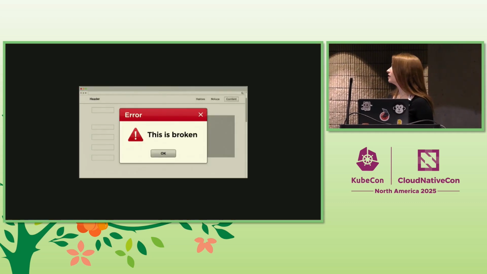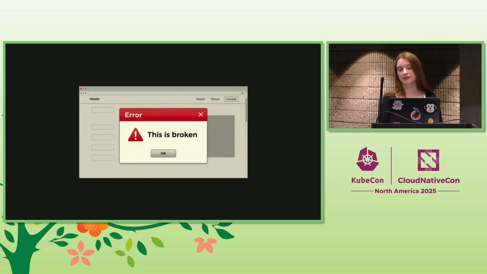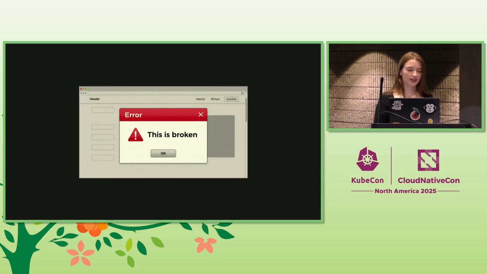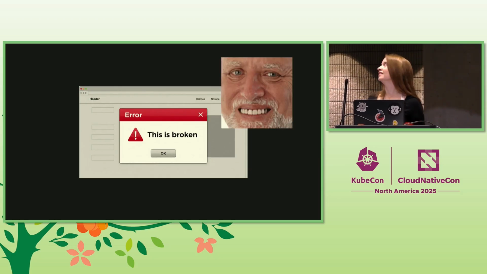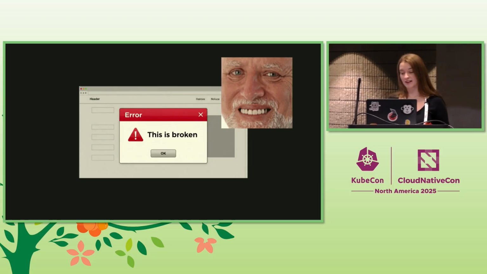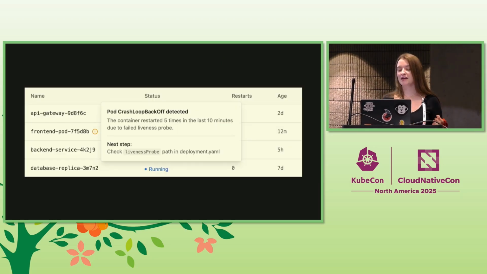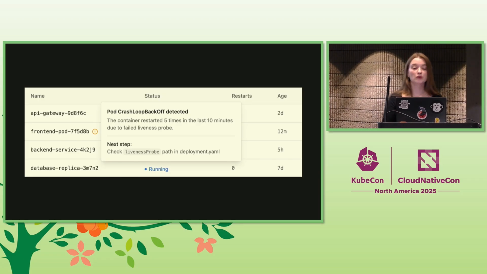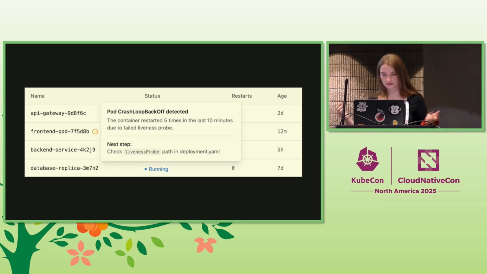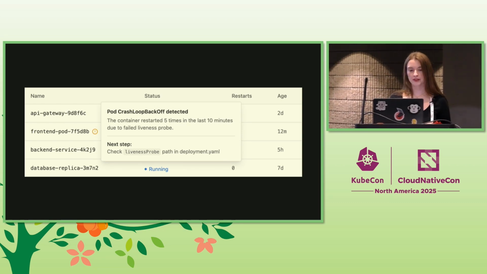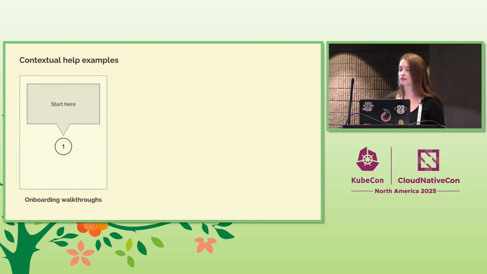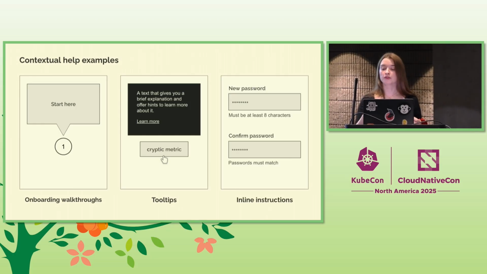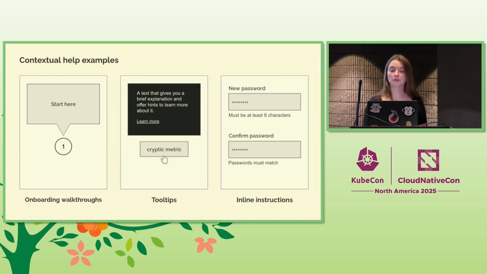And just to make sure, contextual help is not a tooltip or a dialogue that says this is broken, get on with it, right? This is abandonment in a tooltip, and I hate it, and we shouldn't do that. Contextual help should tell you, okay, this is broken, this might be happening for this to be broken, and also a next step. So you feel like, okay, this is giving me valuable information, right? And you've seen this in a lot of places, like onboarding walkthroughs, cryptic metrics being explained by a tooltip, inline instructions while filling up a form.